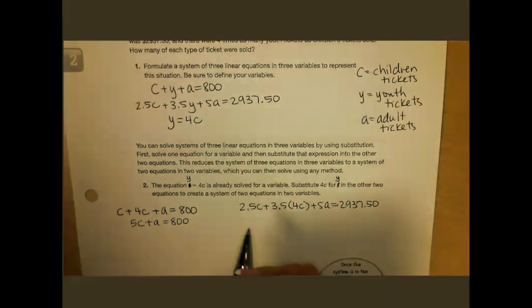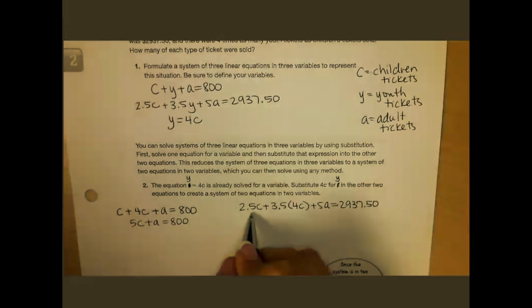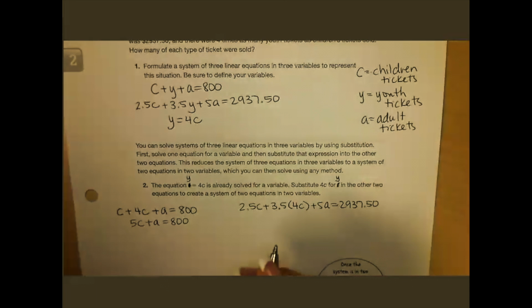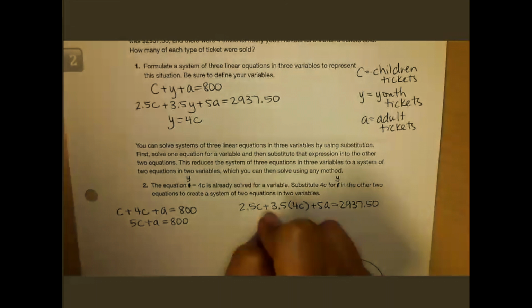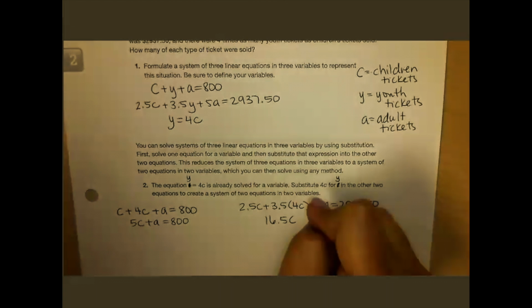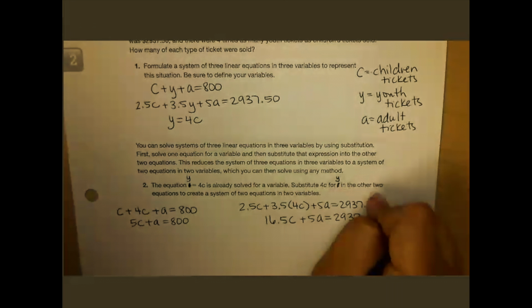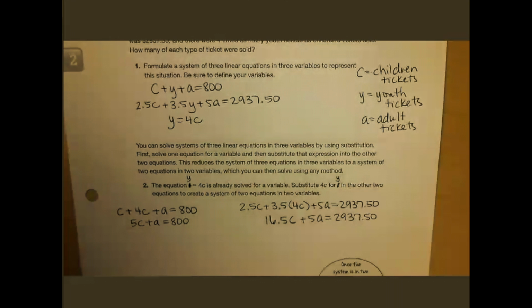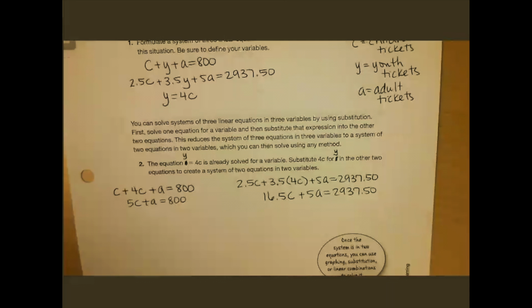Again, we want to combine our like terms. So we've got a 2.5C plus 3.5 times 4C. That gives us 16.5C plus 5A is equal to 2937.50. We have gotten rid of the Y with both of those. So I'm going to go ahead and rewrite them here so you can see we now have a 2-variable system.